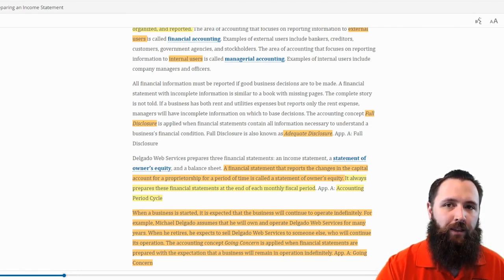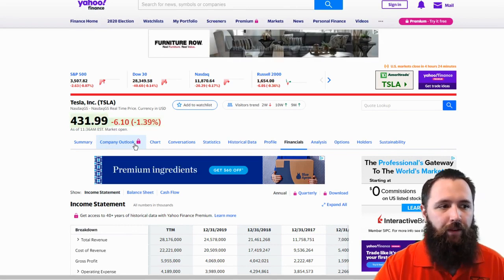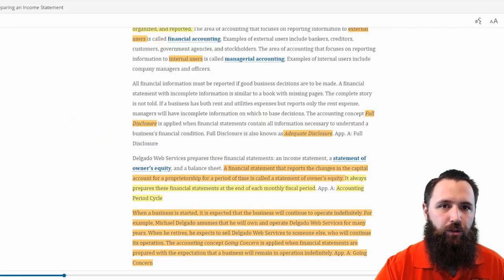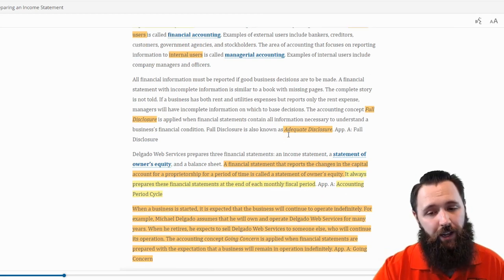Think if you were buying this Tesla stock and they were hiding financials from you, right? That's not fair, okay? You need to have adequate disclosure, full disclosure of all of your business's financial condition.